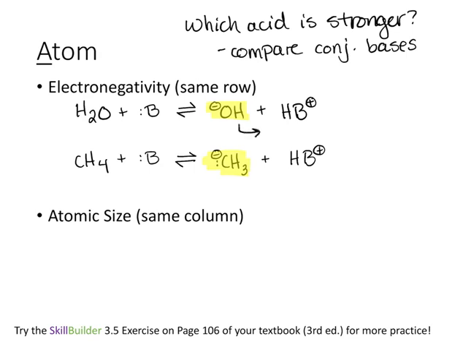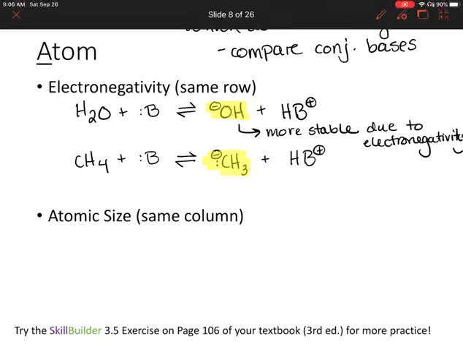So let's write a little note here. OH minus is more stable due to electronegativity. Okay, so that tells us that water is the stronger acid because its conjugate base is more stable. So let me use a different color here.